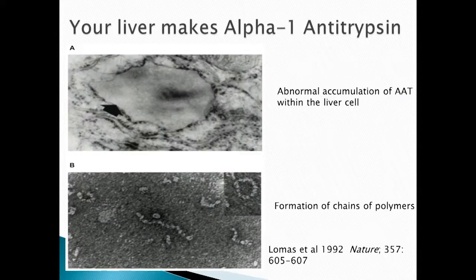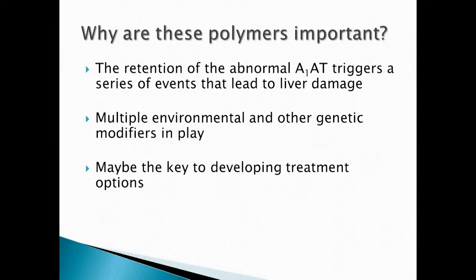So this is an actual picture. This is an electron microscope picture. This was published quite a few years ago. But you can see this in my cartoon, where I was trying to show you how the liver endoplasmic reticulum was swollen and full of alpha. This is an actual picture of that in the cell. And this is how it's stuck together in the formation of polymers. This was actually the first description of where we started to understand this concept and the idea of the polymerization of the alpha and why that might be important.